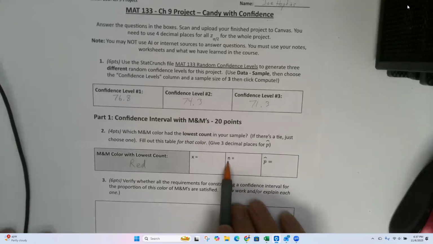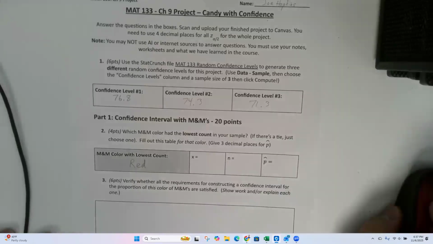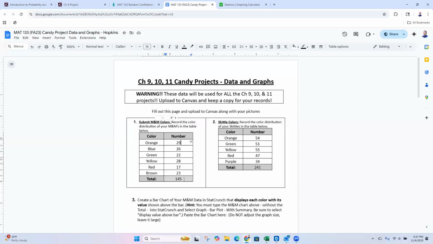The total number in the sample. That's right. It's the total number of my sample. It's my sample size. So mine is 145. X is for that particular data that you're looking at. I'm looking at red. So my X is 17.